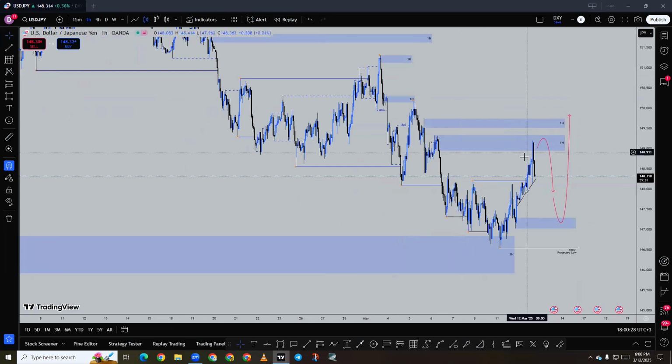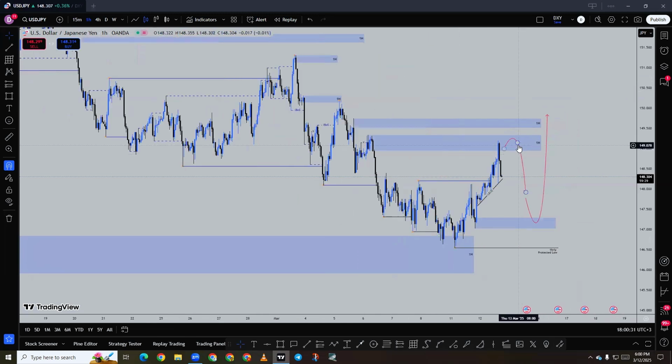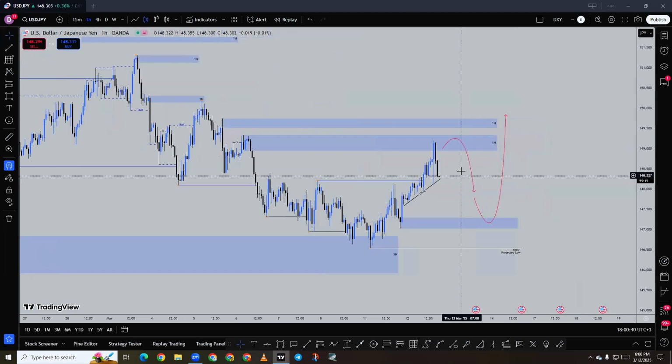I'm just looking for a situation of if, then. If this happens, then I do this. If this happens, then I do this. So if that doesn't happen, then I'm not getting into any trades.